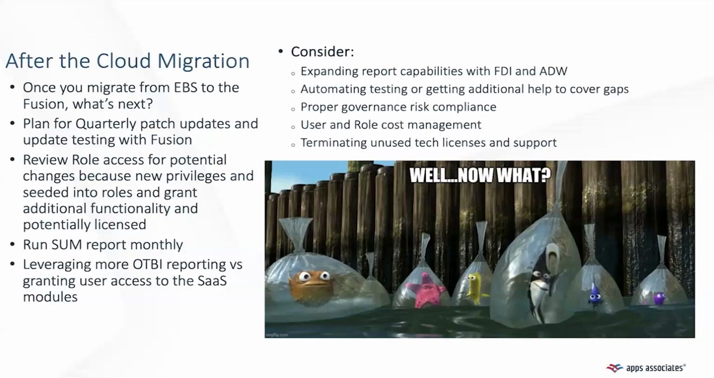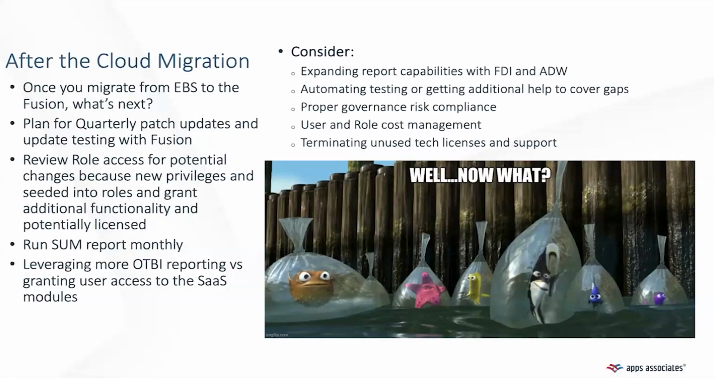Automate your testing for better, faster testing cycles. Understand with every release content document what the elements are that we need to test. Ensure you have proper governance, risk, and compliance in place. And make sure you understand what the user and role cost management are, as we talked about earlier.